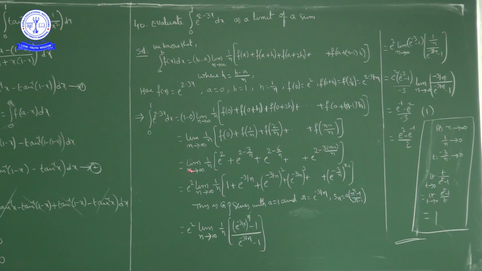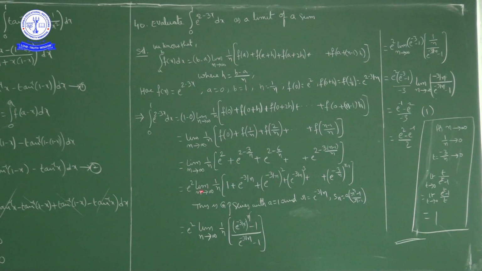So limit n approaches infinity 1 by n. f of 0 is how much? e power 2. Plus f of 1 by n is e power (2 minus 3 by n), plus f of 2 by n is e power (2 minus 6 by n), and so on up to f of (n minus 1) by n, which is e power (2 minus 3 into (n minus 1) by n). Now if you observe, in each term we have e power 2, so I'll take e power 2 common.